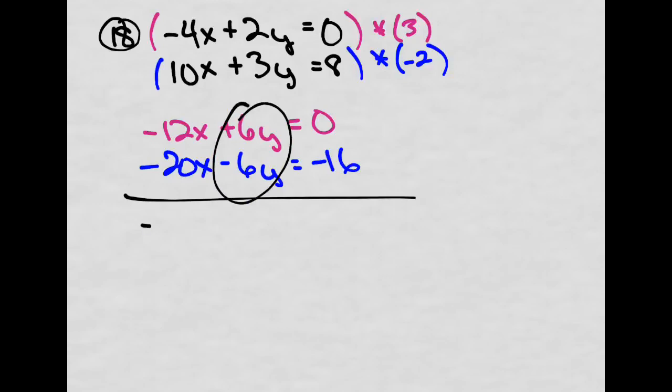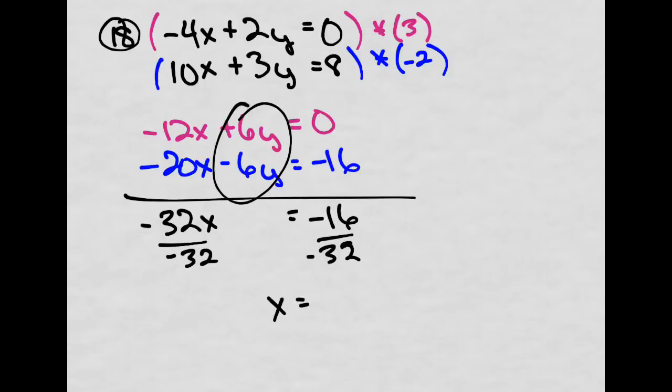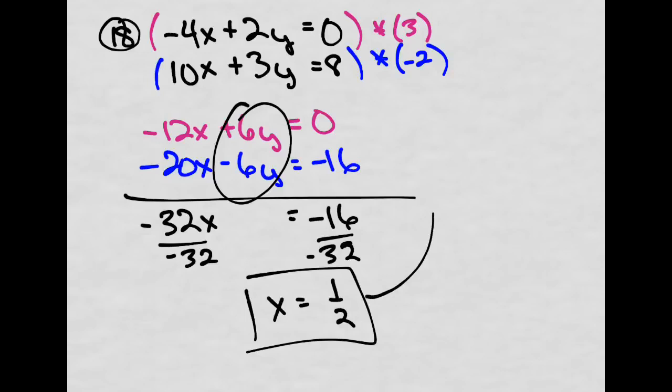So negative 32x equals negative 16. Divide both sides by negative 32. And I don't normally write these down, but I want you to see what's happening here. So 16 over 32 reduces to a positive 1/2. And so there you go. All right. So that x equals 1/2 is going to come back up here to the top.